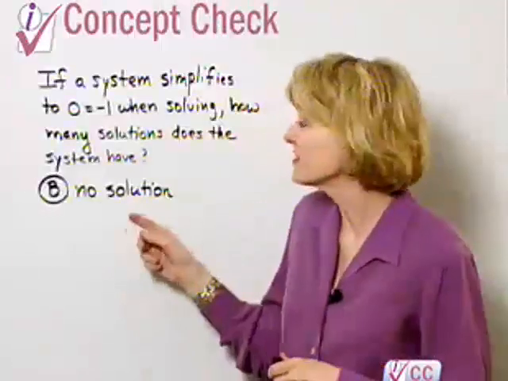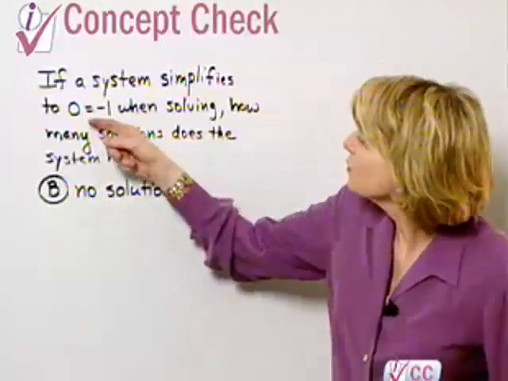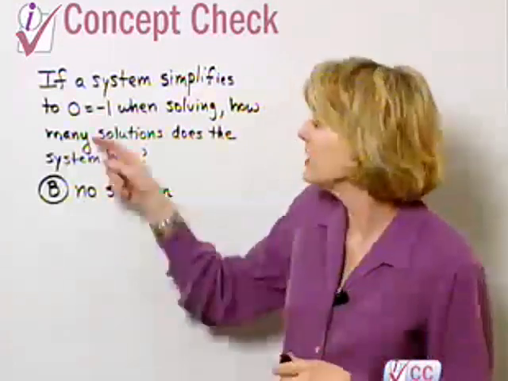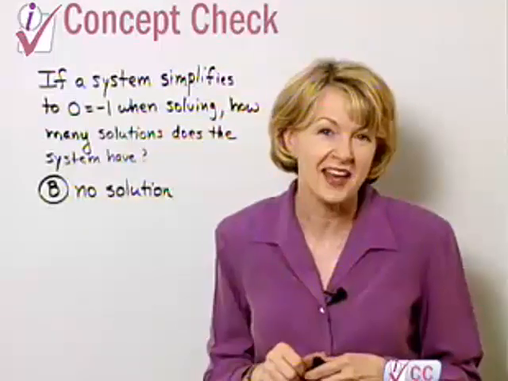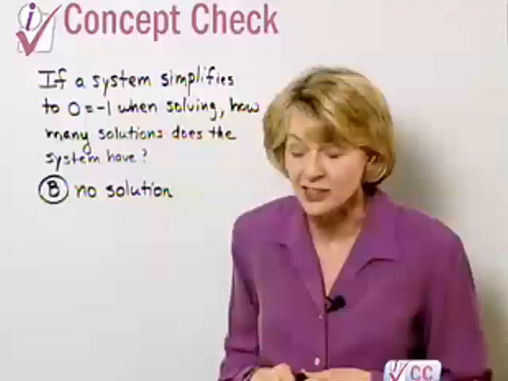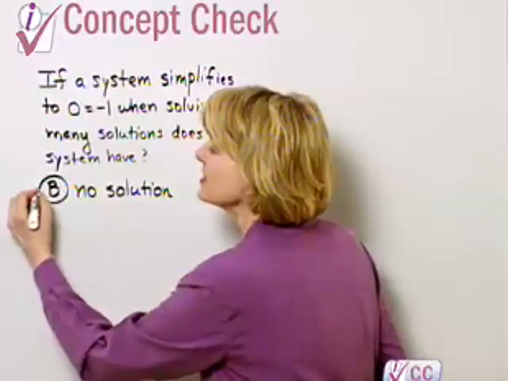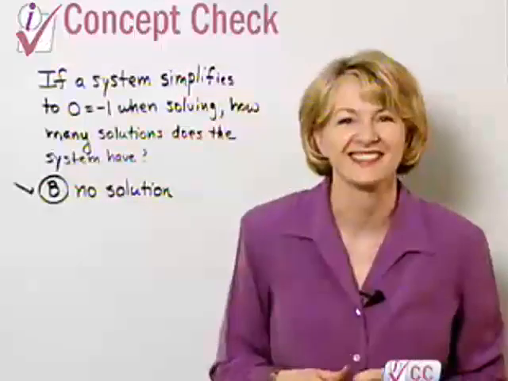Choice B is the correct choice. If when simplifying, all variable terms subtract out and you end up with a false statement, it means the system has no solution. So choice B is the correct choice.